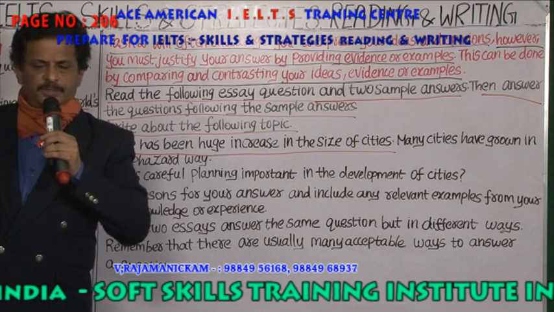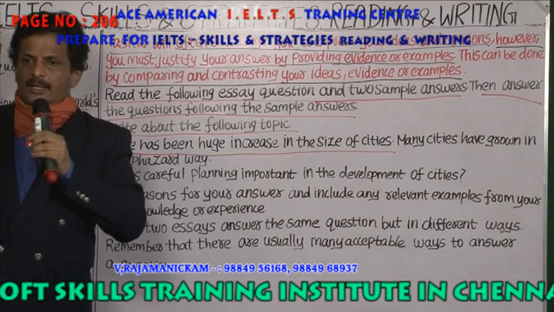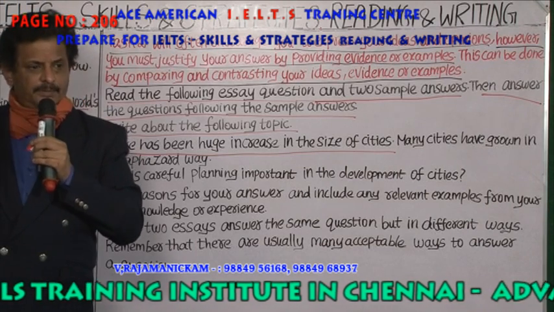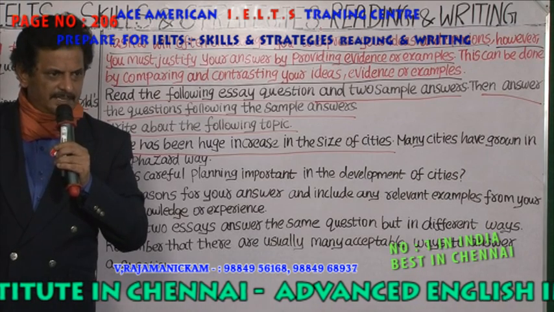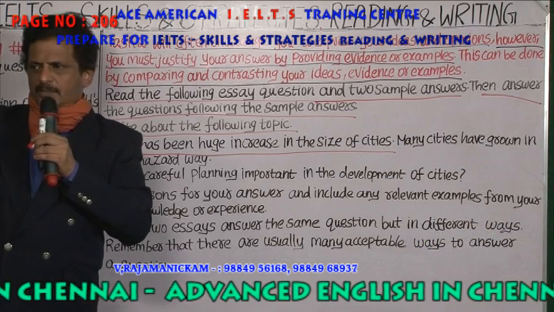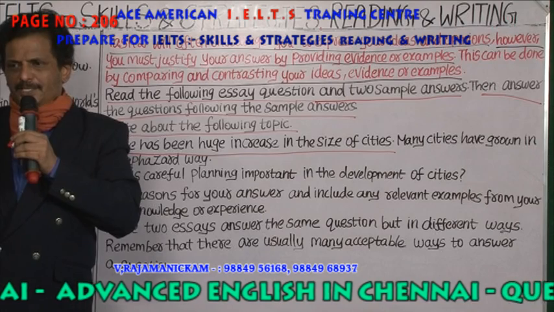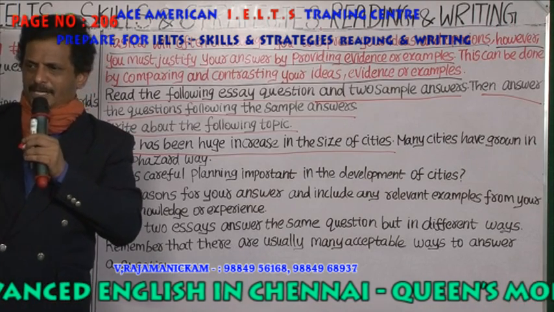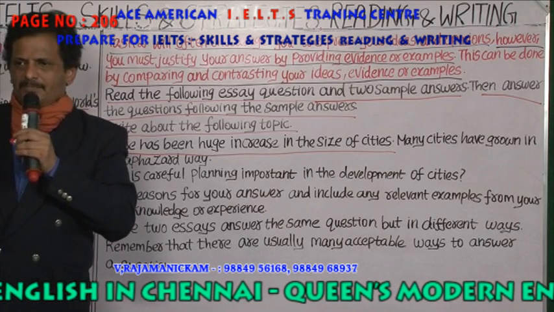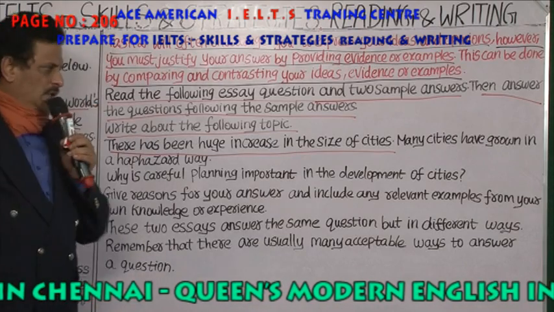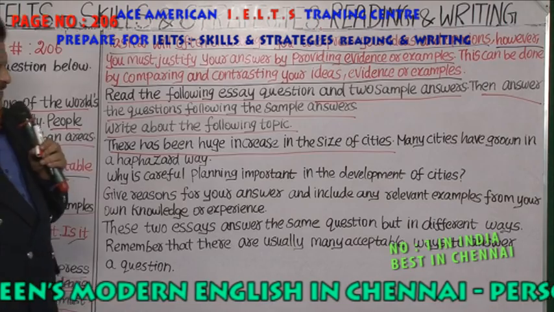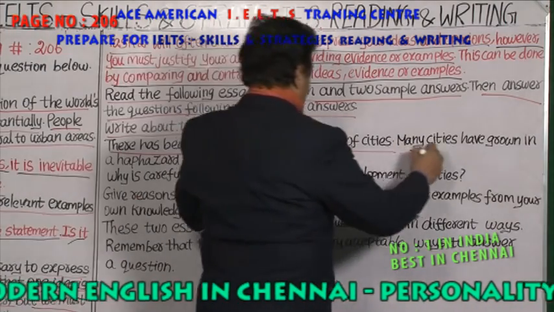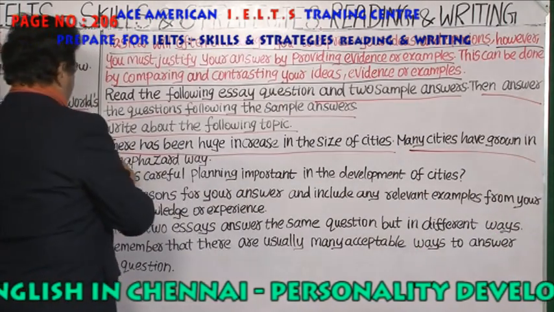Delhi has spread out, Mumbai has spread out, all the suburbs have become urban. Now you don't call Tambaram a suburb, it has become urban, isn't it? It has become part of Chennai. Earlier, 30, 40 years ago, it was something outside, a village. But now it has become part and parcel of Chennai. So there has been a huge increase in the size of cities. Many cities have grown in a haphazard way.